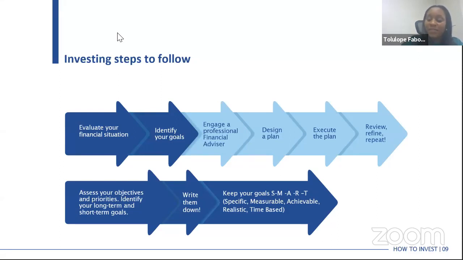So if I'm saving or investing to get 300,000 at the end of the year, by June, at least I should have about 150. At least that's half, right? I should have at least 150 in my investment account.